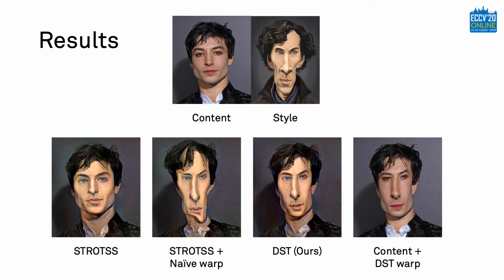In this other example, we can see that Ezra Miller's face has elongated in the DST output to better match the geometric style of the caricature. Again, DST produces a much smoother and more aesthetically pleasing image compared to the naive warp.